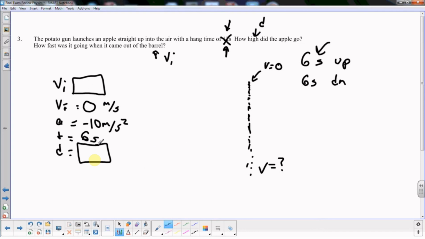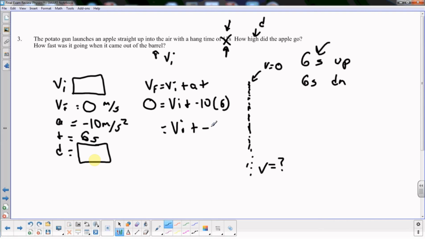So you know what? We can go with the easy one here. VF equals VI plus AT. 0 equals VI plus negative 10 times 6, because that's our 6 seconds. Last time I checked, VI plus negative 60 equals 0. Add 60 to both sides. We're going to have an initial velocity of 60 meters per second. Boom. And then the question is our distance.